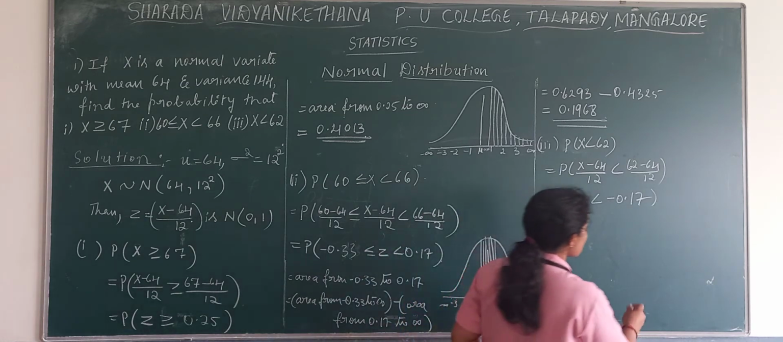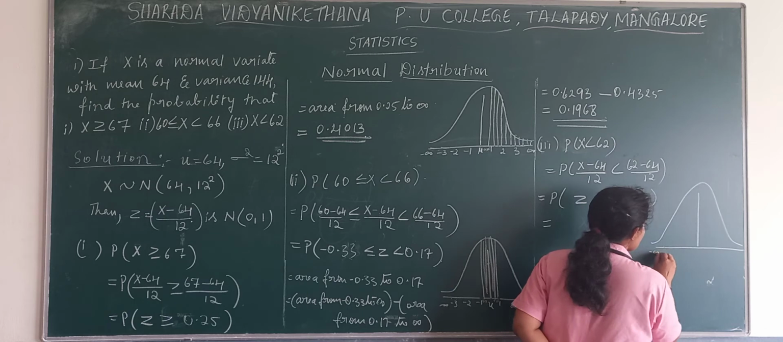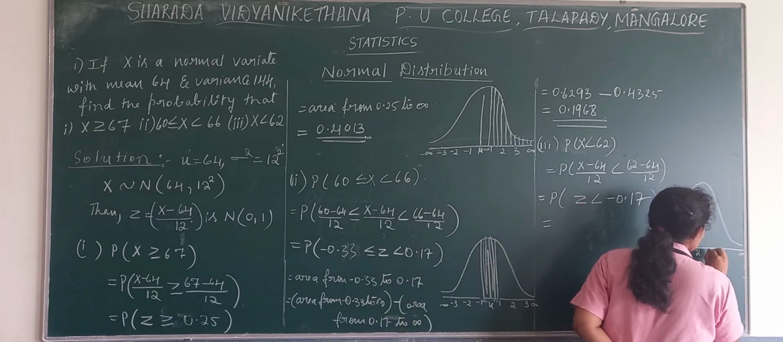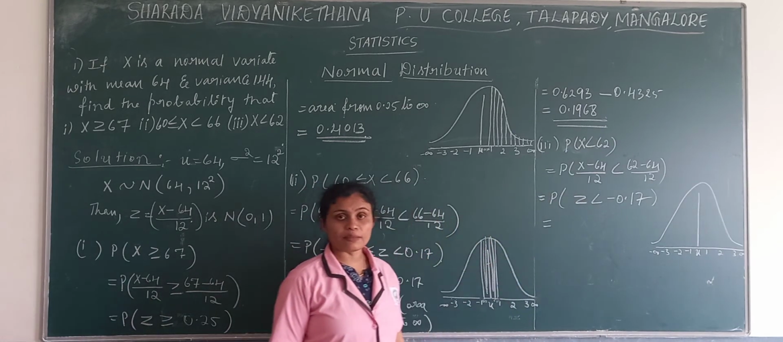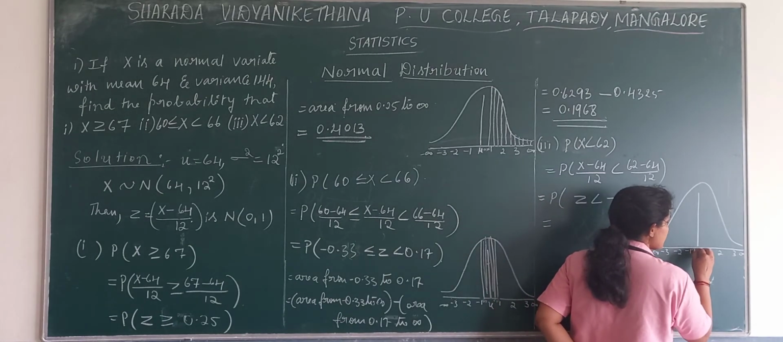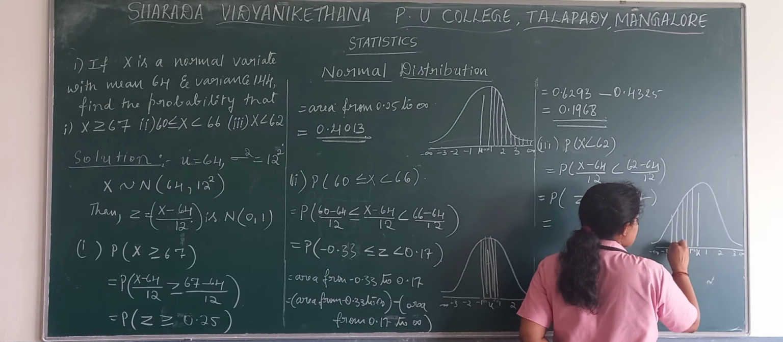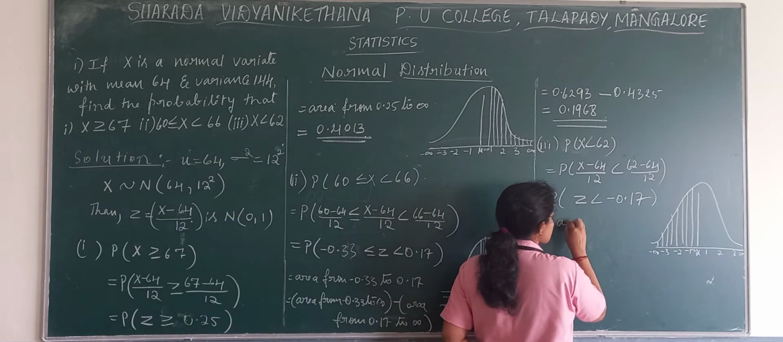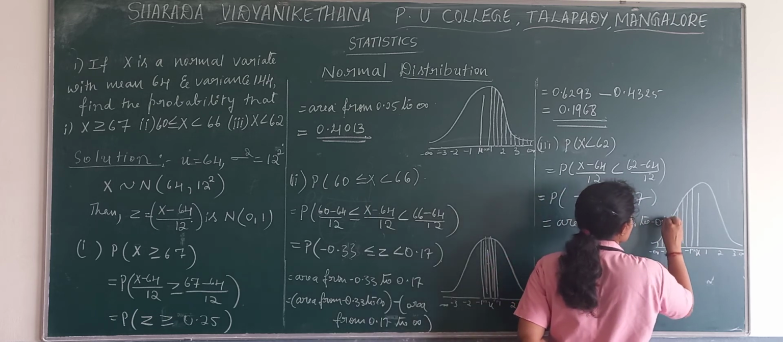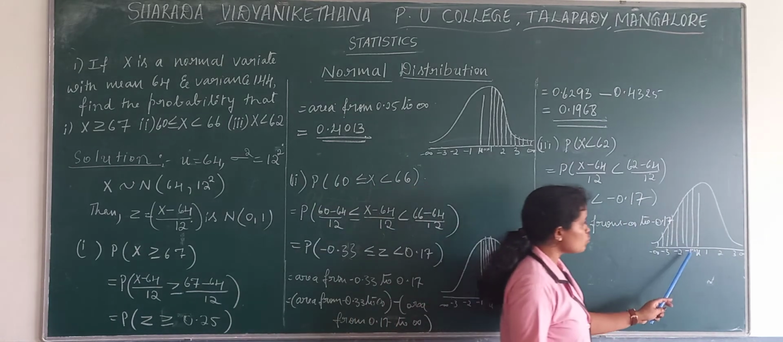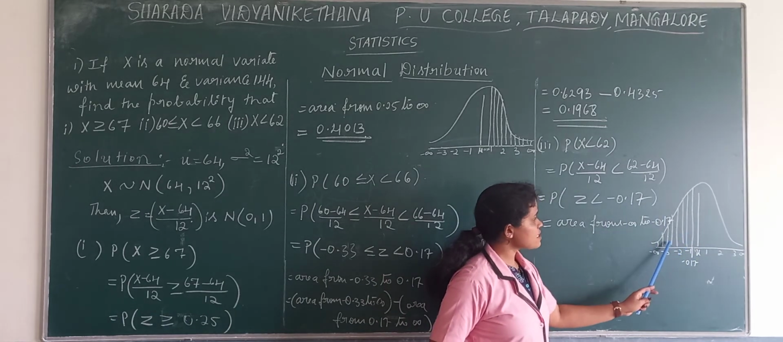Now locate this through a graph. Here the area of Z is, see here, minus infinity, positive infinity, mu, 1, 2, 3. Here minus 1, minus 2, minus 3. Now here Z is lesser than minus 0.17. Where is minus 0.17? On an average it will come here. This is the place of minus 0.17. Lesser than that, which is the area? This is the area: area from minus infinity to minus 0.17. This is the area of Z.